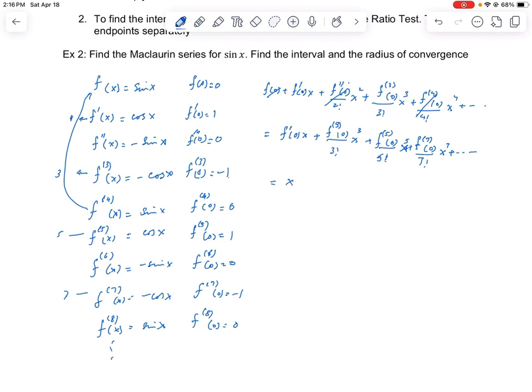The third derivative of f at 0 was negative 1, so I get negative 1 over 3 factorial x to the third. Remember the fifth derivative evaluated at 0 gave us 1, so we get plus 1 over 5 factorial x to the 5. So can you see the pattern now? The next one is 1 over 7 factorial x to the 7, sorry, this will be negative, and the next will be positive.